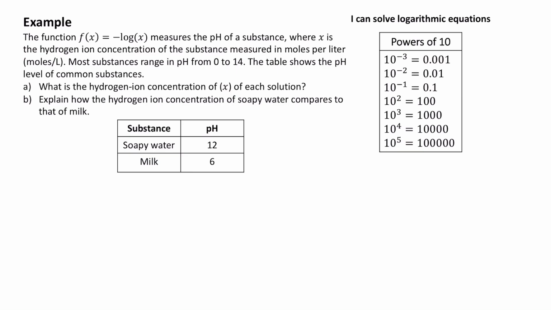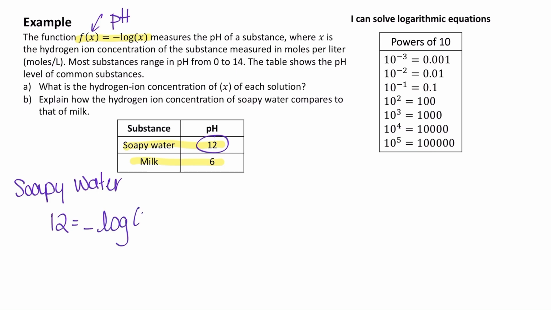Okay, so we have this relationship f of x equals negative log x. And we have these two substances described here. Okay, so let's figure out the hydrogen ion concentrations. So first, let's start off with the soapy water. So we're going to plug into this formula. So we have f of x, so that is the pH, right? So the pH is what's given here. So we have 12 equals negative log of x. And we want to figure out what x is.